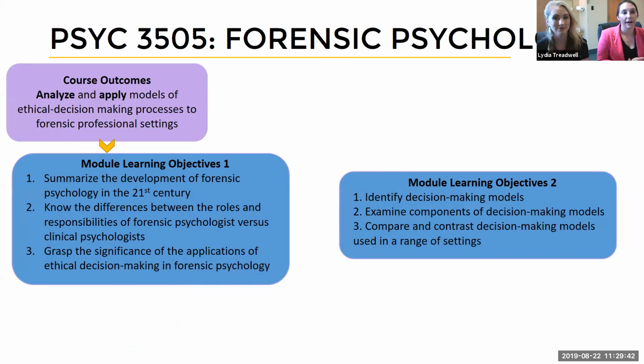So we're going to look again at our forensic psychology example. The course outcome that we chose is analyze and apply models of ethical decision making. And we have two sets of module learning objectives here. So take a moment to read them. And remember that we're looking for not only measurable and observable and specific module learning objectives, but we're looking for objectives that scaffold up to the course outcome. And by scaffolding, it's basically providing that way that they can build towards that larger goal or outcome.